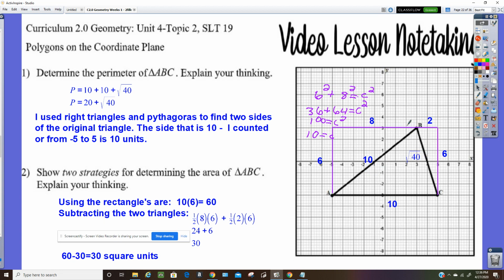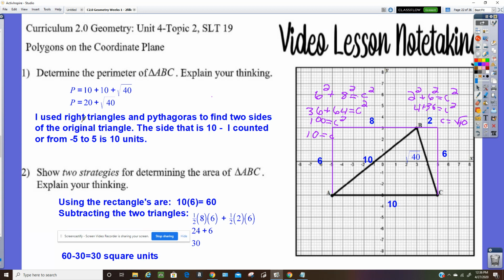And how did I get this square root of 40? I have 2 squared plus 6 squared is equal to c squared, and then 4 plus 36 is c squared. So c is square root of 40. All right, and then this side you just can count. So from -5 to +5, that's 10 units. So the perimeter, just adding up the sides, 10 plus the square root of 40. You have 20 plus the square root of 40. You could put that on the calculator.